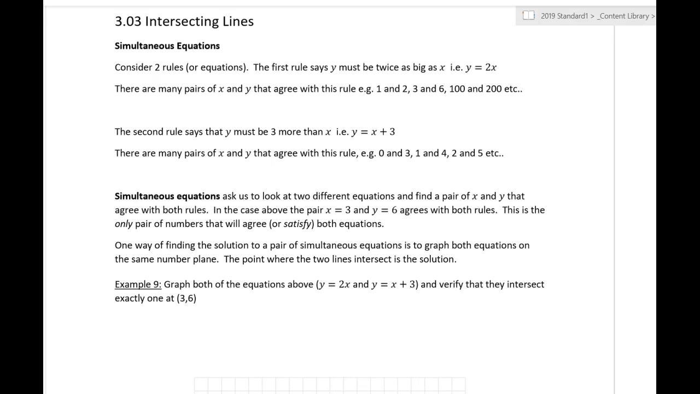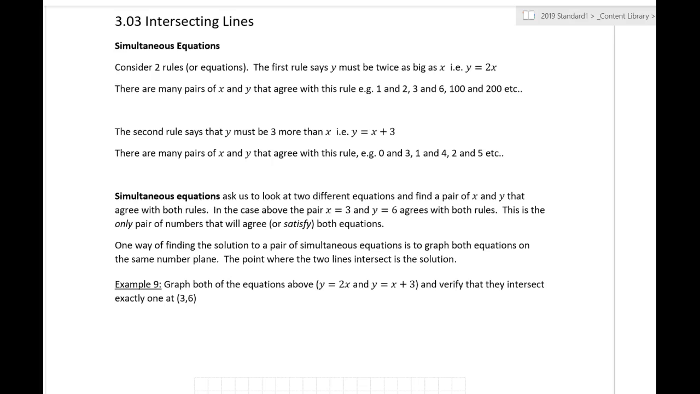So once again, there are lots of pairs of numbers that satisfy or agree with this rule. Okay, 0 and 3. Right? X equals 0, y equals 3. Y is 3 more than x. 1 and 4, 2 and 5, and so on. Again, there are lots of pairs of numbers that satisfy that equation. What I'm looking for, though, is a pair of numbers that can satisfy both equations. A pair that satisfies the first one and the second equation.